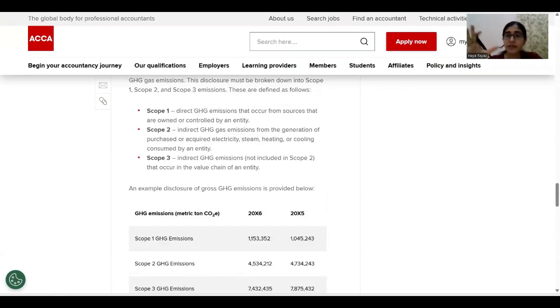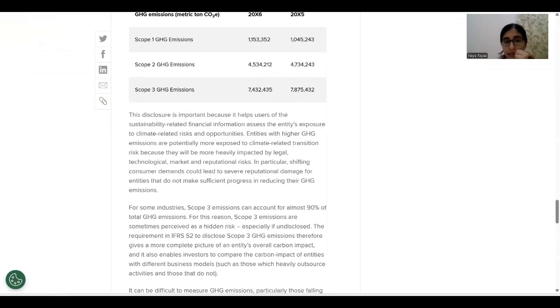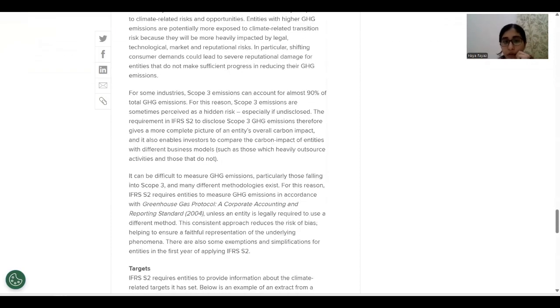It's something that is not in the control of the firm, guys. Whatever is controllable is very little, but whatever is in the value chain has a lot of suppliers, a lot of businesses out there. So it is broadly quite large, right? And that's why it can cover 90% of the total GHG emissions that the firm has recorded in the disclosures. They are sometimes perceived as hidden risk, especially if undisclosed.